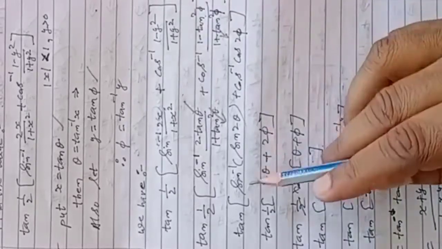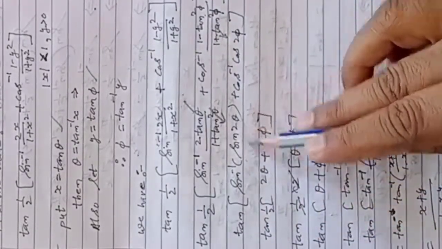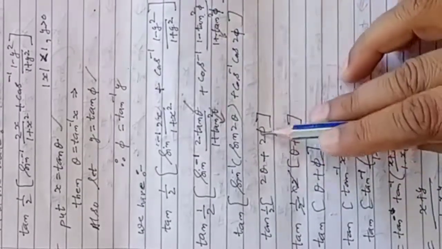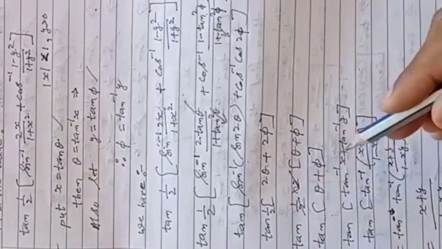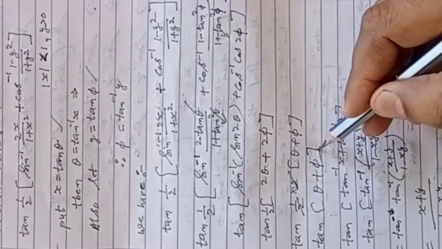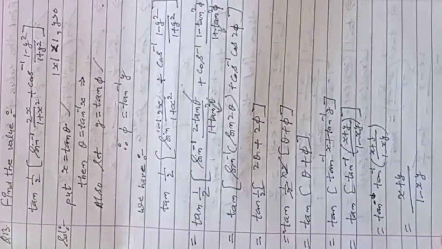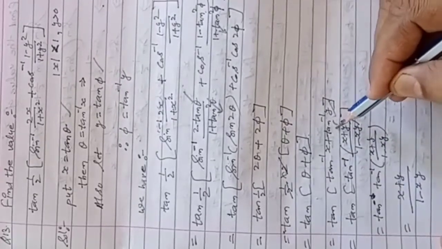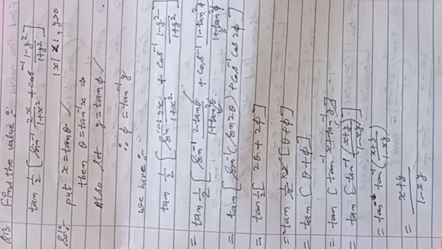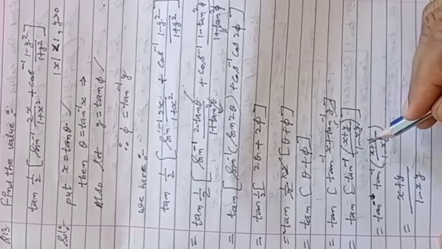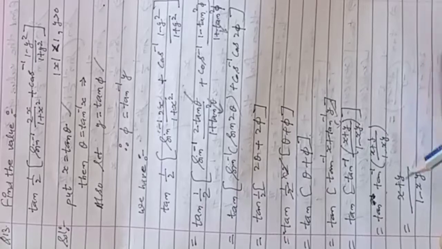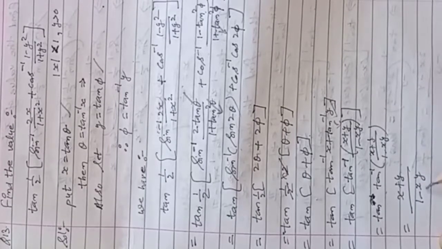So we will write: sin inverse sin 2 theta will be 2 theta, and cos inverse cos 2 phi will be 2 phi. We will take 2 common here, and this 2 will cancel out. Now tan of theta plus phi will be left, that is tan of tan inverse x plus tan inverse y. We will apply the formula of tan inverse x plus tan inverse y is tan inverse x plus y upon 1 minus xy, so the answer is x plus y upon 1 minus xy.